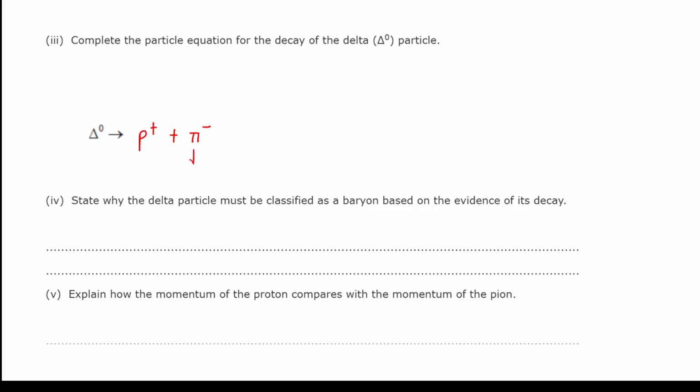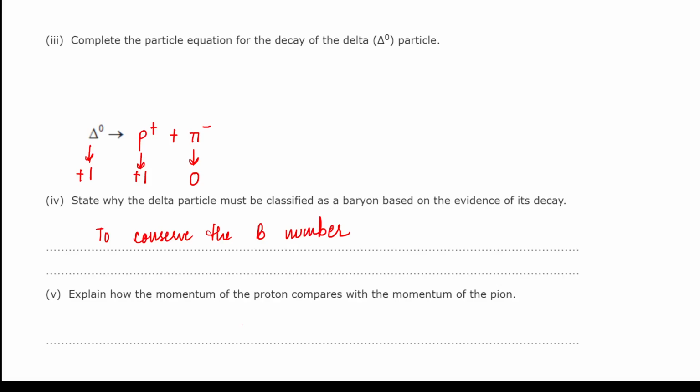Now this one had baryon number 0, and the baryon number of this one is plus 1, so the baryon number of this one has to be plus 1. So this delta particle has to be a baryon to conserve the baryon number. So I'm just writing: to conserve the baryon number.